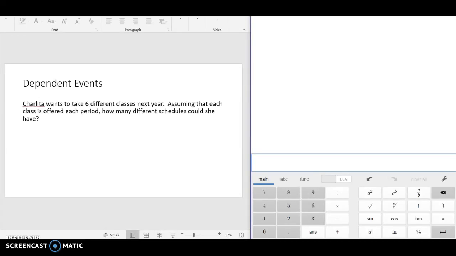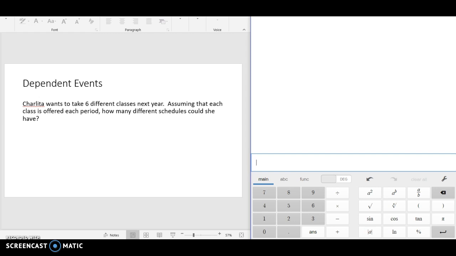Charlita wants to take six different classes next year. Assuming that each class is offered each period, how many different schedules could she have? Now, these events are dependent because whatever class she chooses first affects the class that she chooses next, and the third time and the fourth time. So these are dependent events.